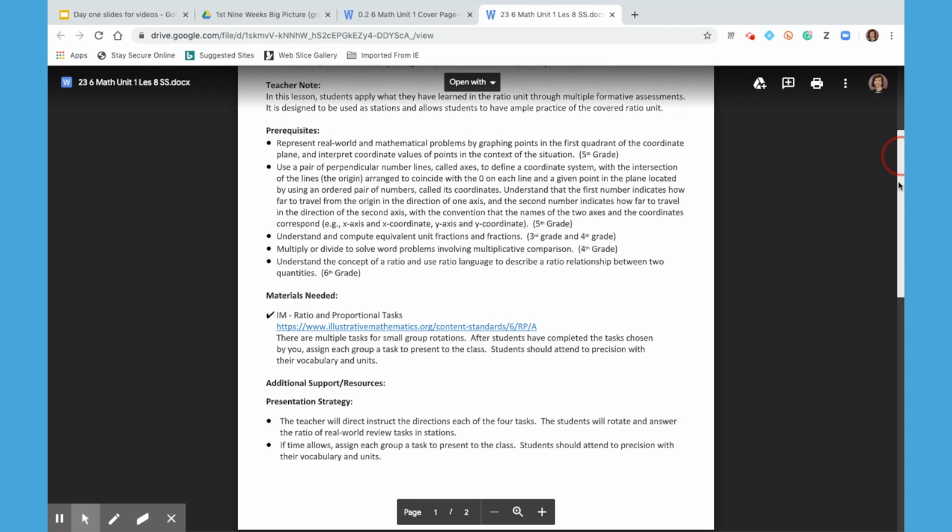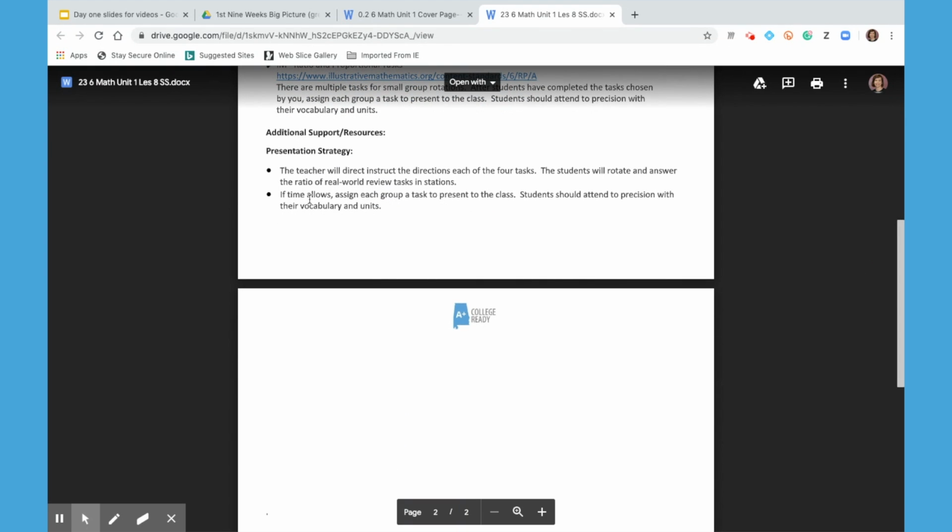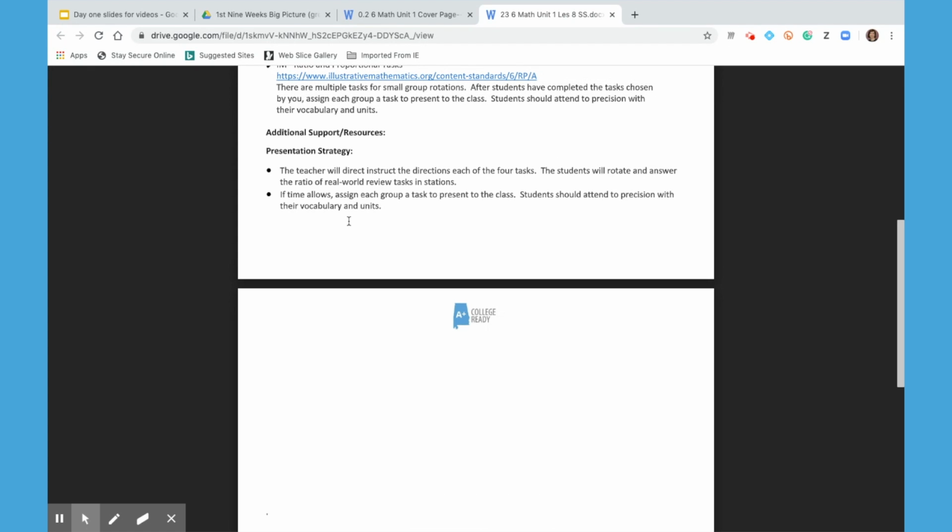And then the teacher note describes what students are to know for the lesson. And I'm going to the presentation strategies because this will help you understand as you work through one of the tasks in your independent time what the classroom will look like. The teacher will instruct the directions, each of the 4 tasks. The students will rotate and answer the ratio of real-world review task and stations. If time allows, assign each group a task to present to the class. Students should attend to precision with their vocabulary and units.